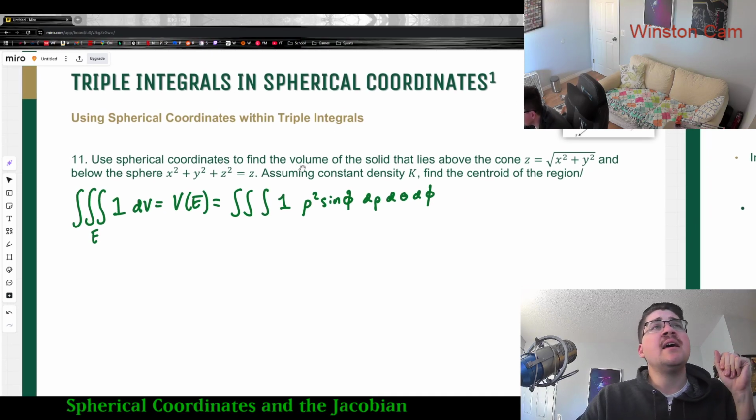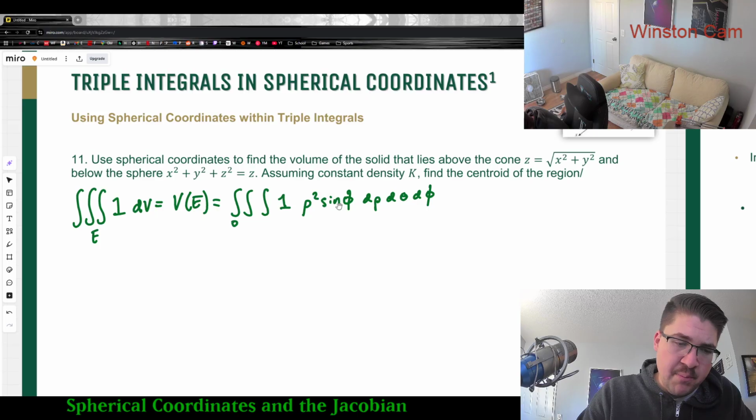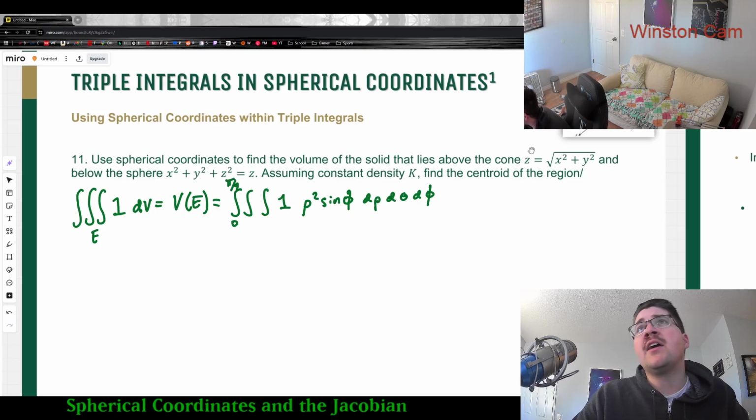Anyways, again, with our boundaries, however, as I was saying, theta and phi are directly just based on angles. So phi is just varying from 0 to pi over 4 because we have that cone which is balanced in x and y at a 45-degree angle.